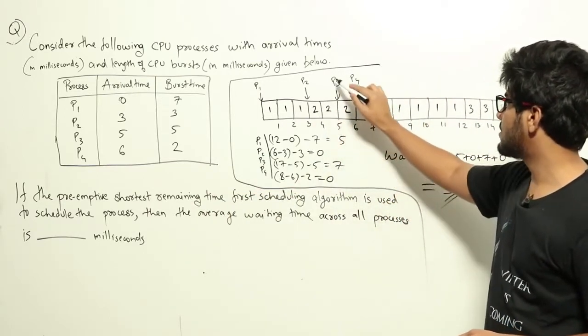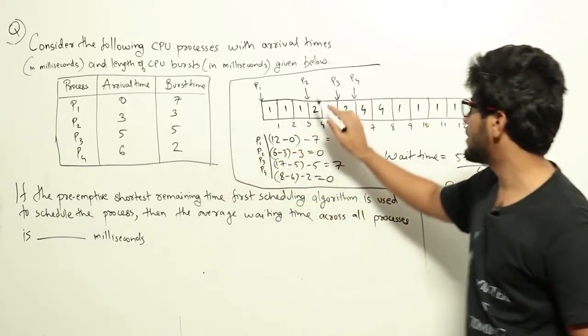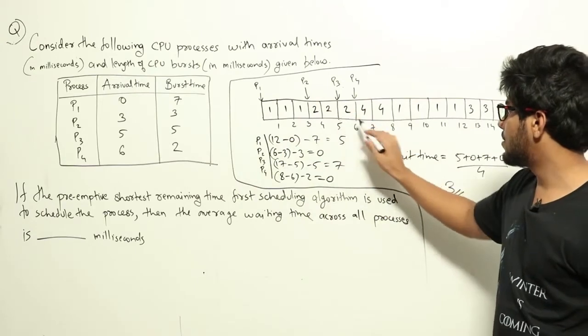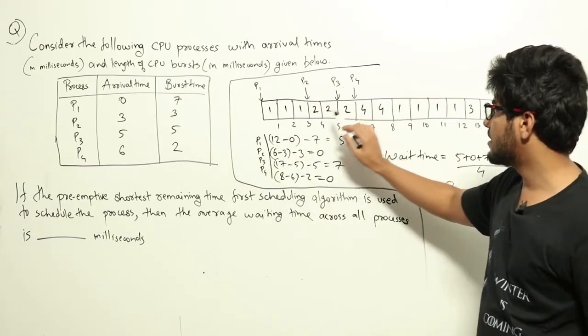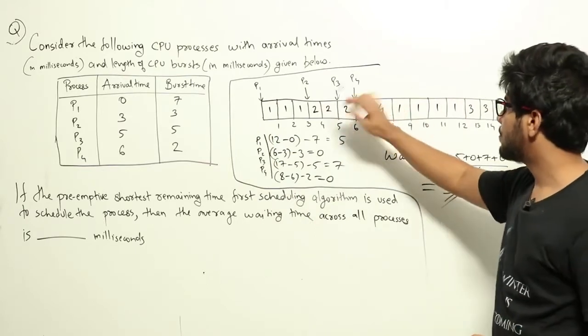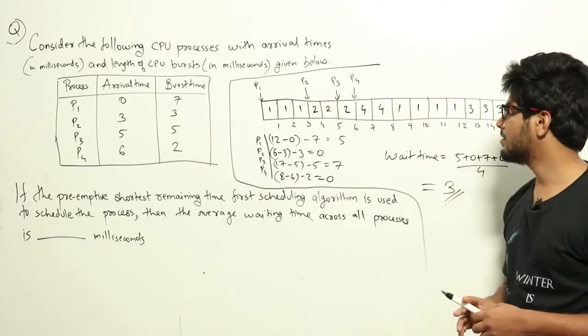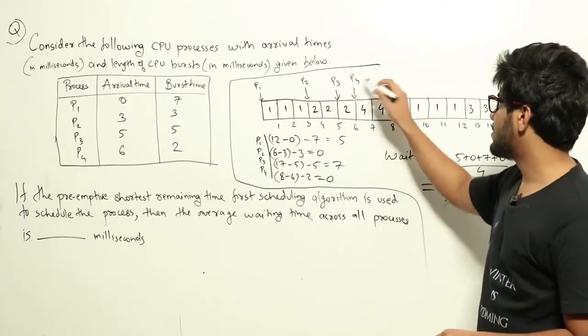After 2 time quantum, we'll see that the process P3 arrives. P3 has 5 milliseconds, but P2 currently has only 1 millisecond remaining. It has already run, total was 3, so only 1 millisecond is remaining. So we'll keep on running P2. It will run for one more time quantum and P2 will be over by now. And by this time, P4 also would have arrived.